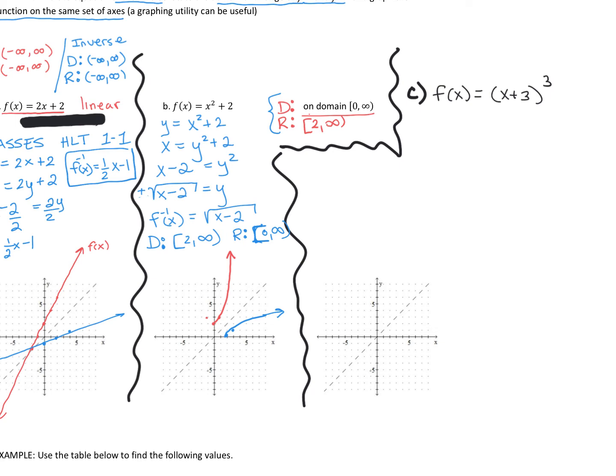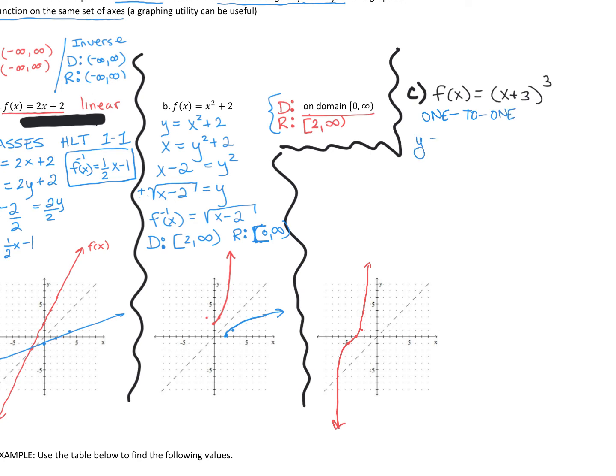For our third example, we have f of x equals the quantity x plus 3 cubed. This particular one is going to be a cubic function, which is like a little wiggle, shifted to the left 3. So this is going to have a shape that kind of looks like this. And we can see that the horizontal line test will pass. So this is 1-to-1. So we've checked that it was 1-to-1.